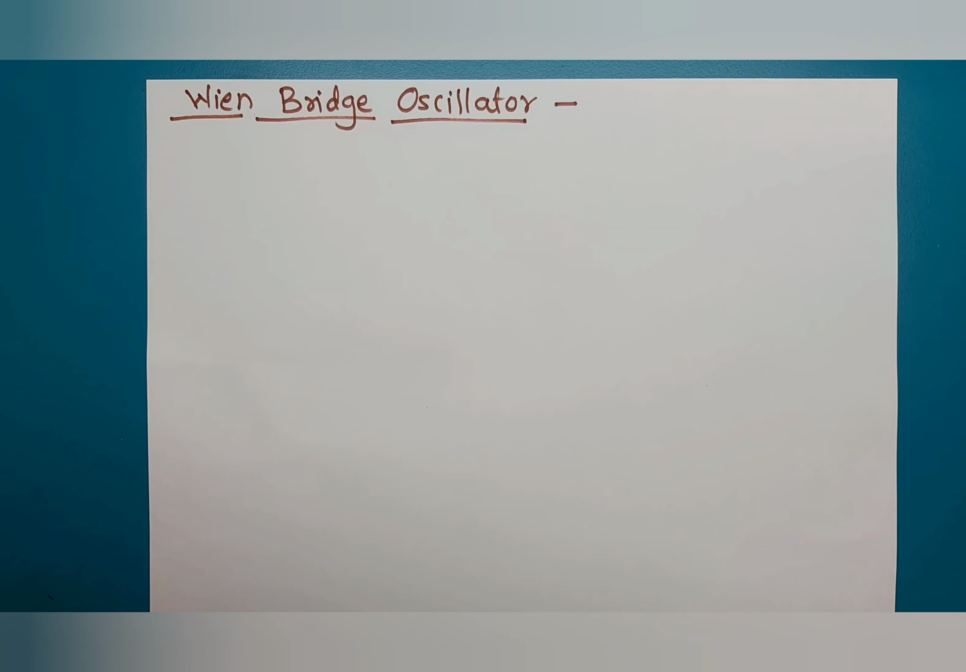It consists of the amplifier and the feedback network, which is the Wein bridge, which consists of components like resistors and capacitors. The amplifier used is generally a two-stage amplifier using either BJT or FET. Because it is a two-stage CE amplifier or CS amplifier, it gives the phase shift of 0 degrees.